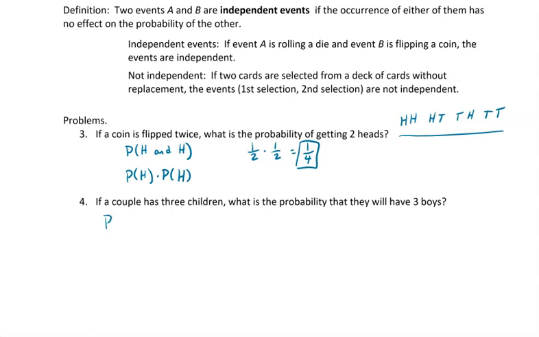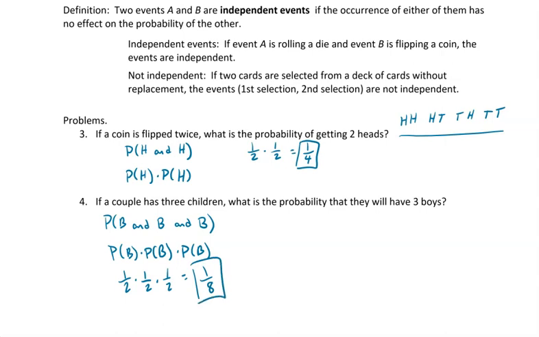So we're going to think of this as the probability of getting a boy and another boy and a third boy. So it's going to be the probability of getting a boy times the probability of getting a boy times the probability of getting a boy, which we just said is 50-50, so it's 1/2 for all of them. Which is going to get us 1/8.